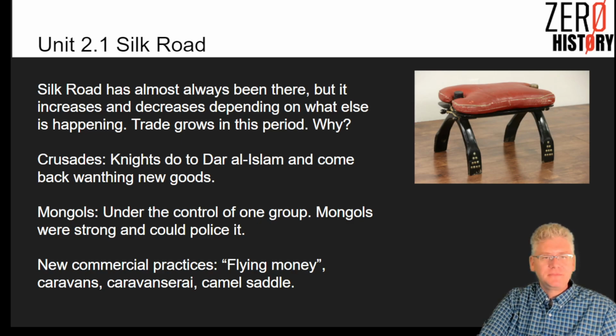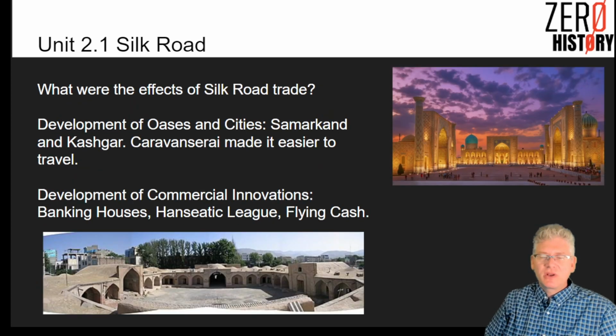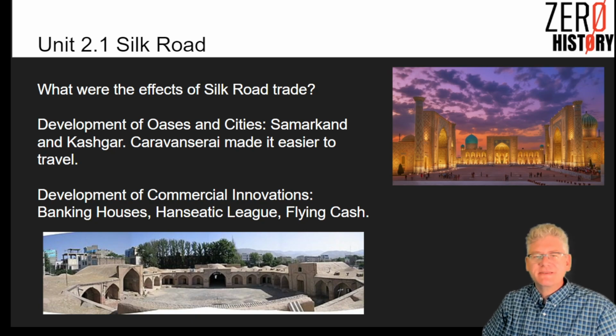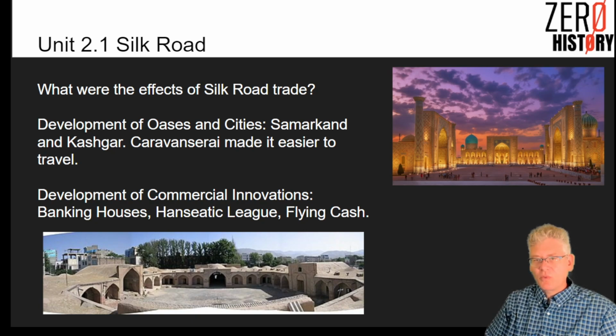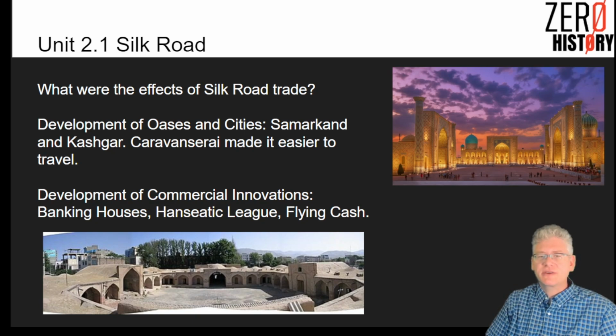But in addition to why it's growing here, what are some of the effects of that Silk Road trade? One of the effects here is oases and cities. So an oasis, of course, is a place where water is coming up out of the ground in an otherwise arid area. So food and stuff can grow there, and you can water your animals. So these oases would sort of get larger and larger as far as travel goes.